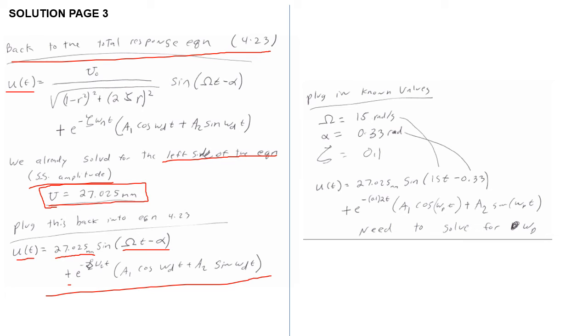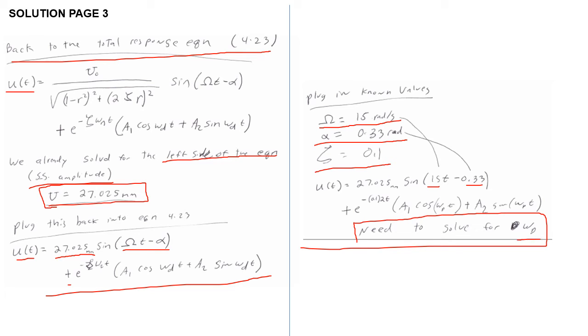So from there we can plug back in. We know that our omega is 15 radians per second, our alpha is 0.33 radians that we solved for, and our zeta is given to us as 0.1. Then we can plug into this equation down here, and what we need to do now, if we look at it, is solve for our omega d.